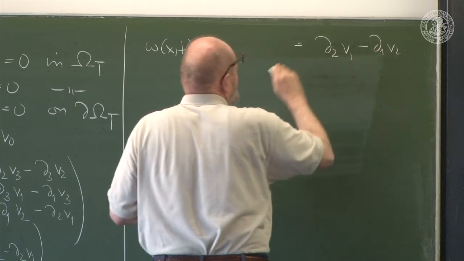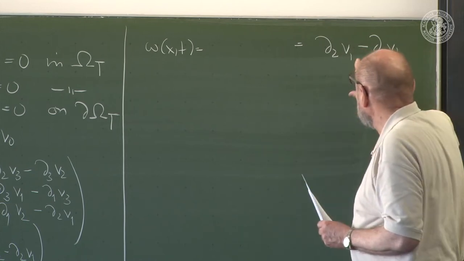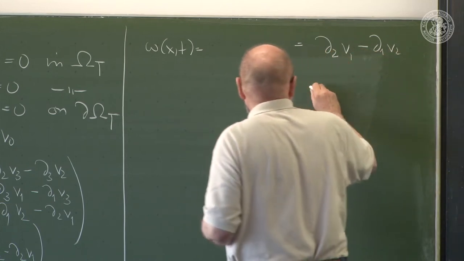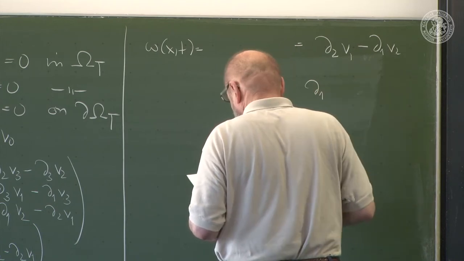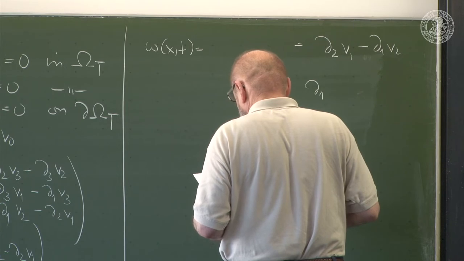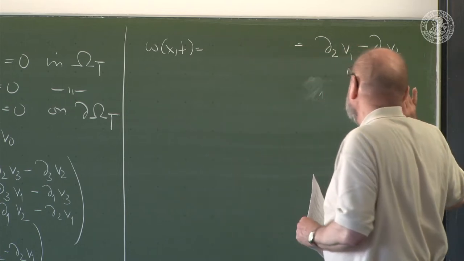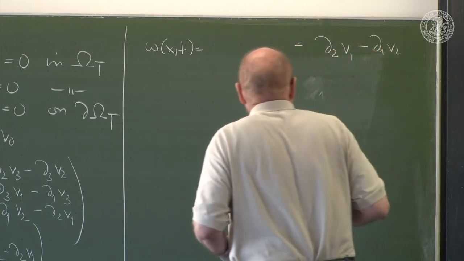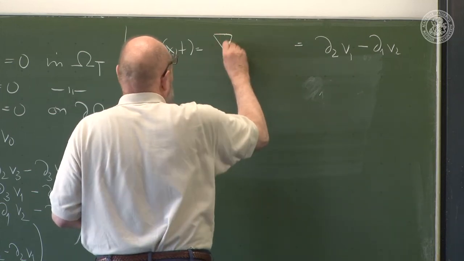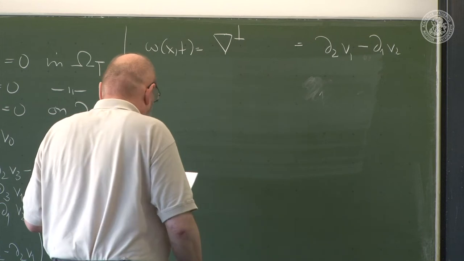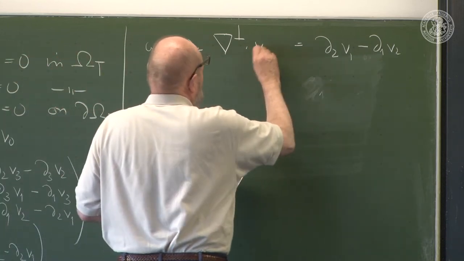And we call this, so what do we do? We take the gradient. So what have we done here? We take the gradient. It's something, let me put it in this way. Let me first write down the notation. So this is our omega, and the notation for this is twisted gradient scalar with V.